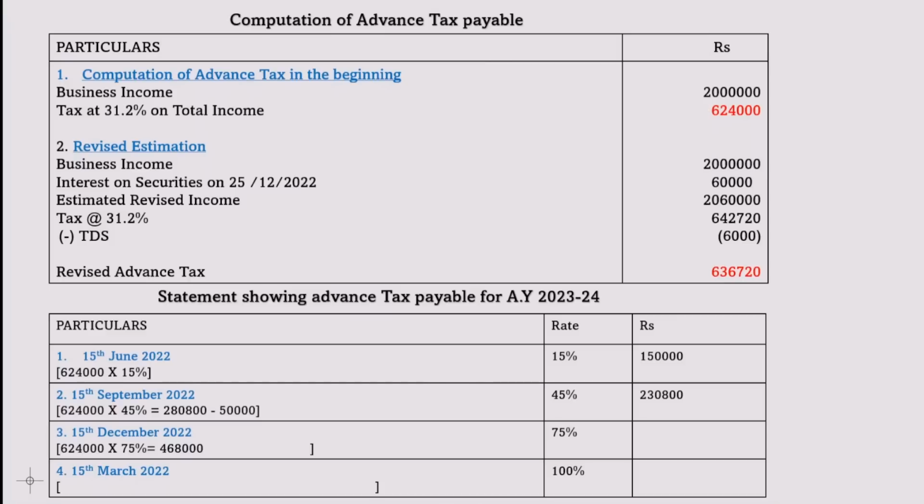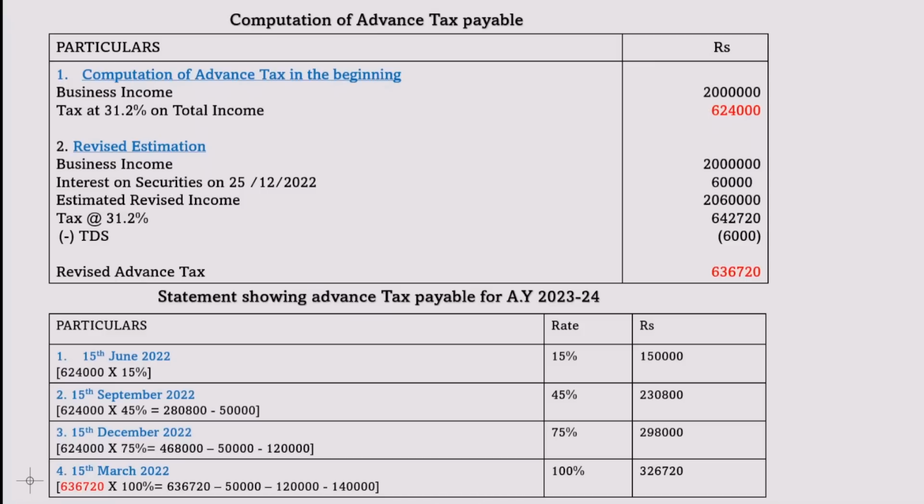4,68,000 minus 50,000 minus 1,20,000 will amount to 2,98,000. Third installment, as I said, the first 3 installments are calculated on 6,24,000. The last installment must be calculated on 6,36,720, so that is 100% of 6,36,720. First installment 50,000 paid, second installment 1,20,000 paid, third installment 1,40,000. Let us see the next problem.